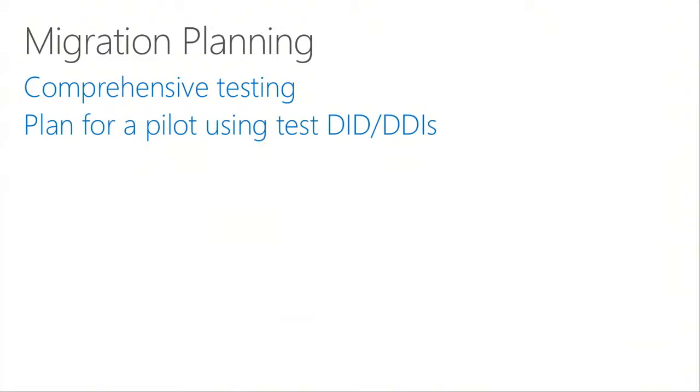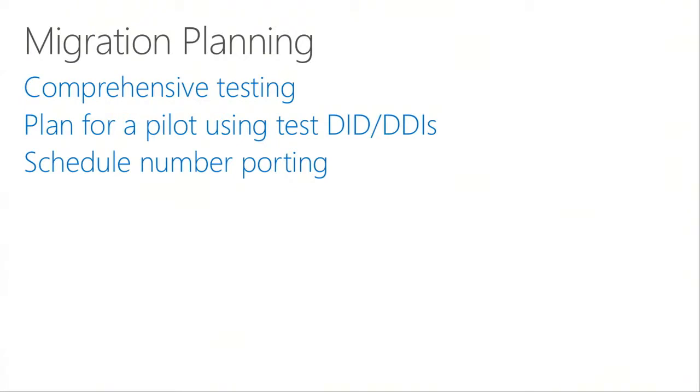Plan for a pilot using some test DIDs, DDIs. Every vendor that provides SIP trunking services will be able to give you a small range of numbers to test with, to be able to conduct that test plan that I mentioned just before. And then once everything's hunky-dory, you can schedule in that number porting that makes everybody so scared and unable to sleep at night.